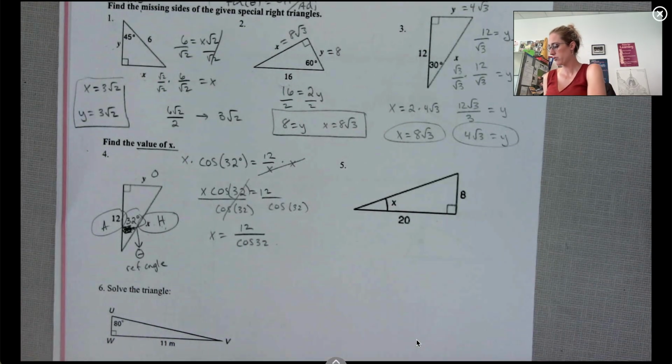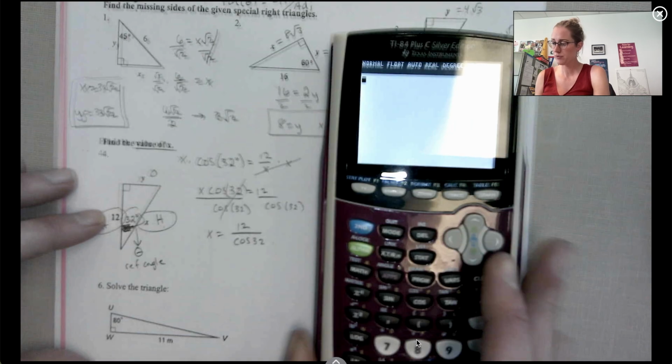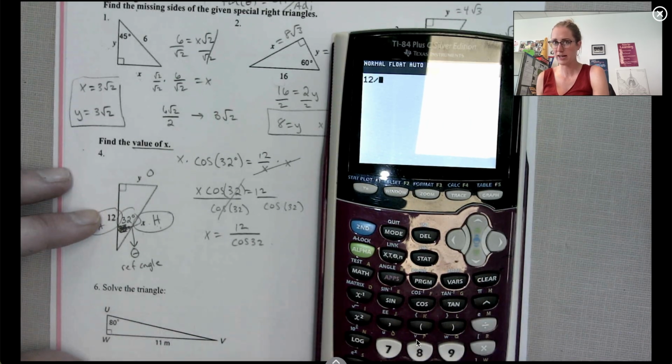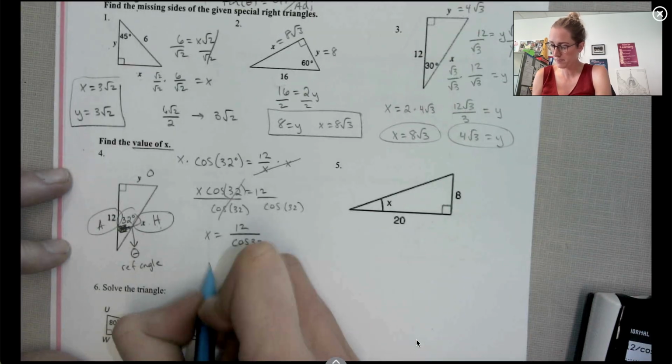And then you guys, we are going to enter that in our calculator to get x. Okay, so I've got 12 divided by cosine of 32. And we get 14.15 approximately.